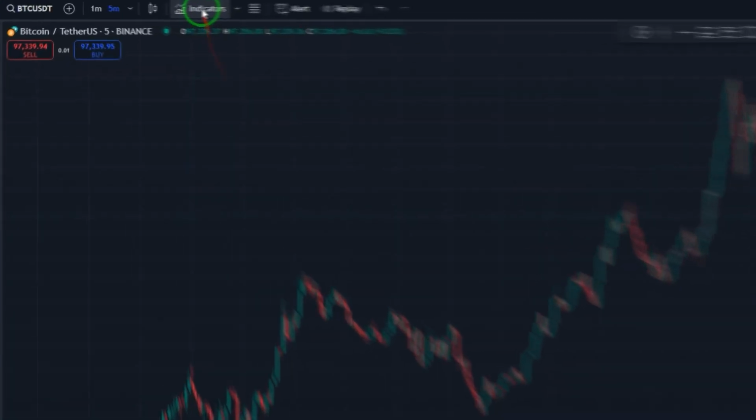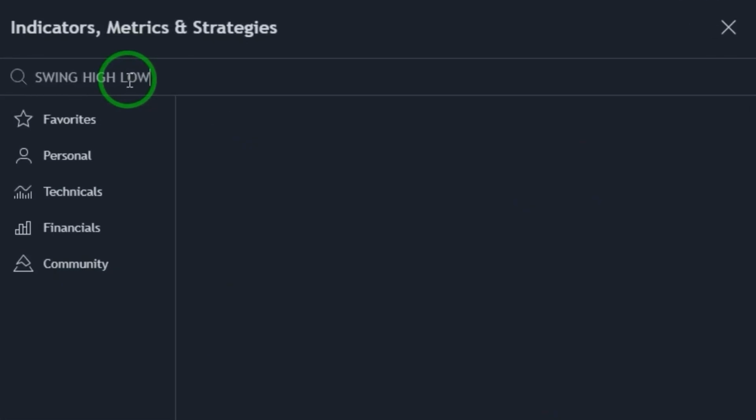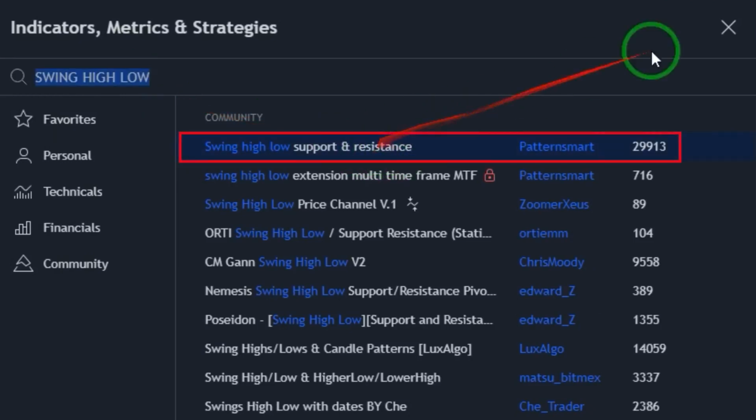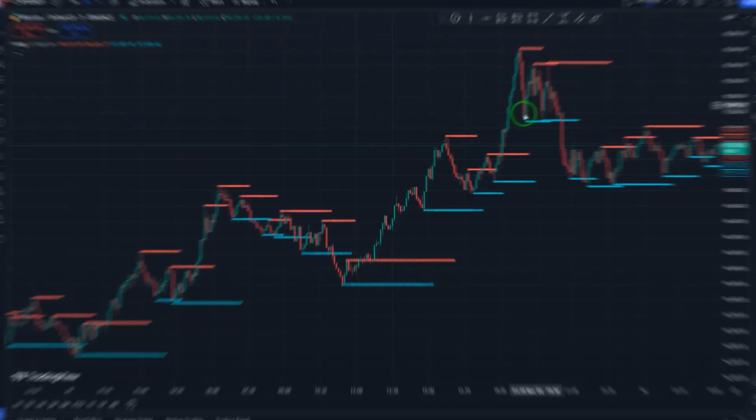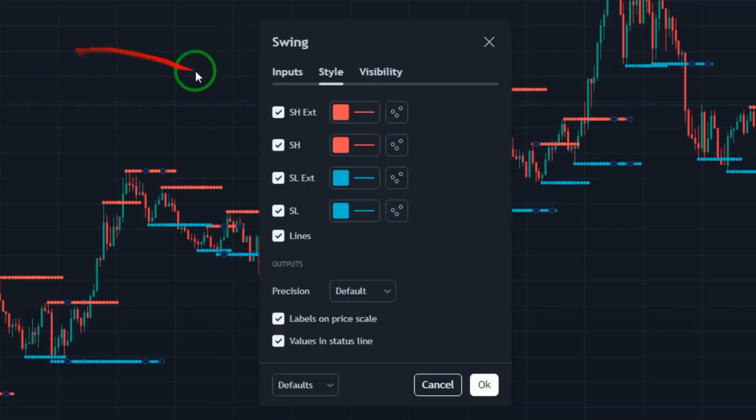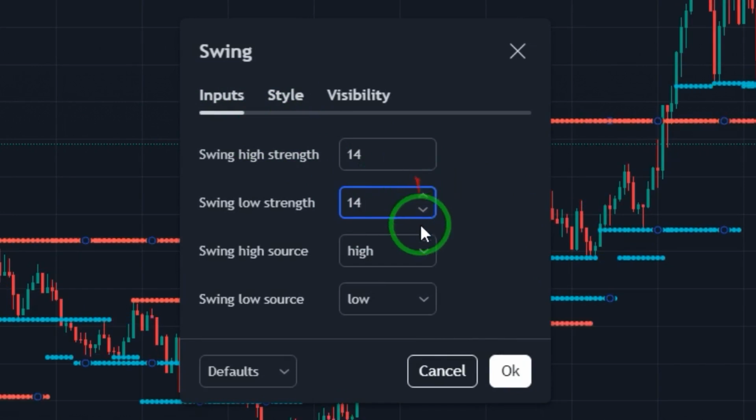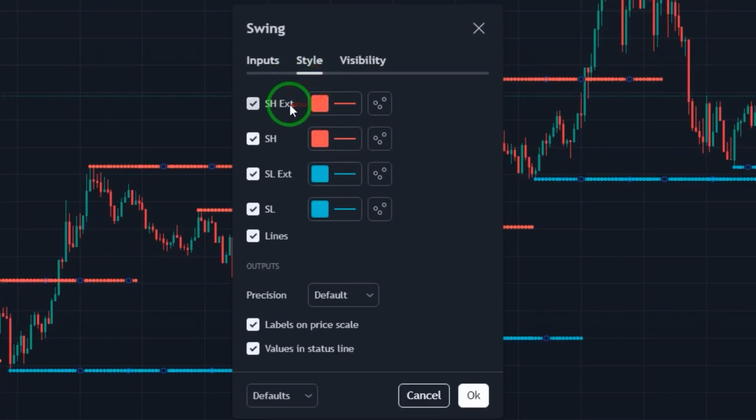Now, enter the indicators section and type in the search box swing, high, low, support and resistance. Find it, click on it to add it to the chart. Now, we need to go into its settings because its default settings aren't very accurate, so we will change the numbers you see together. You can also go into the Style tab and customize this indicator a bit there.